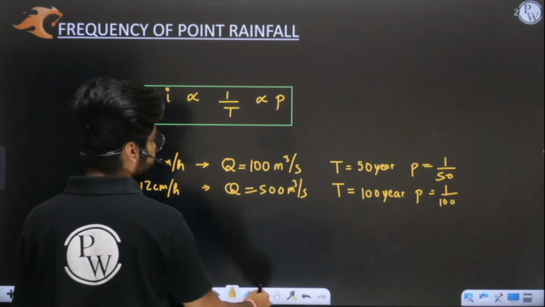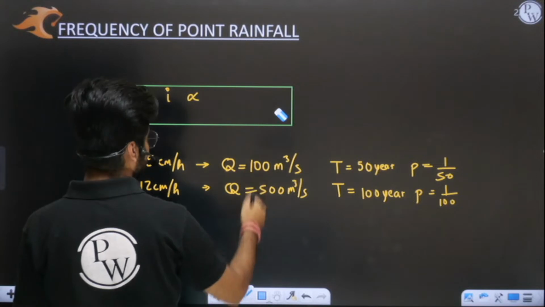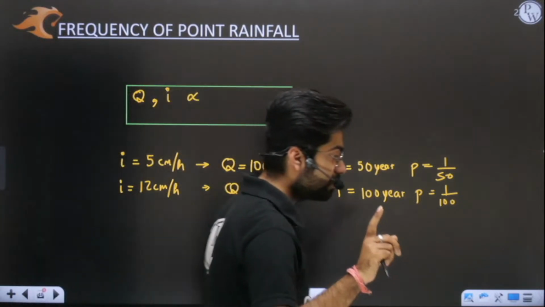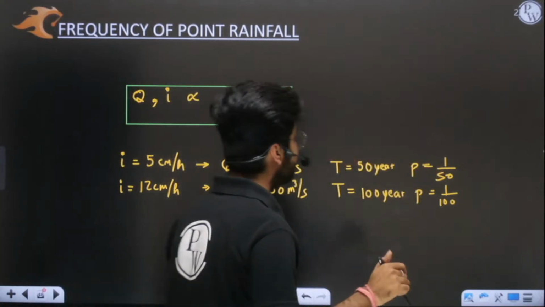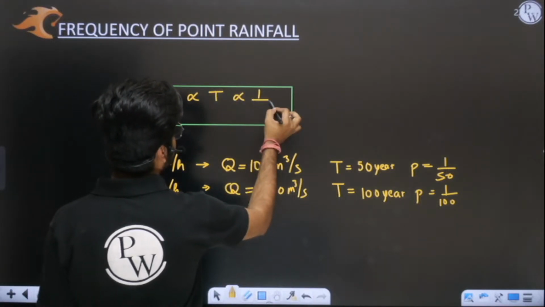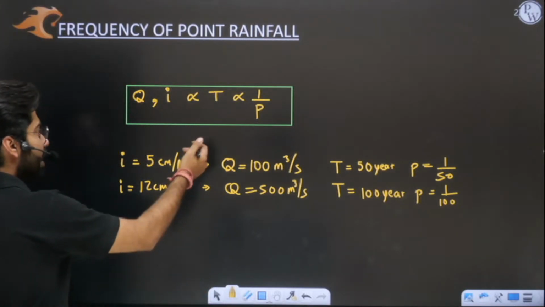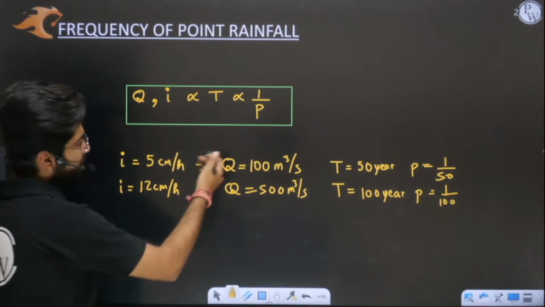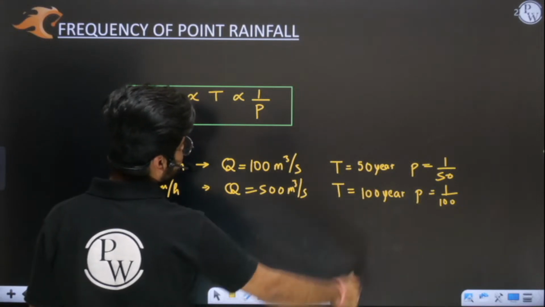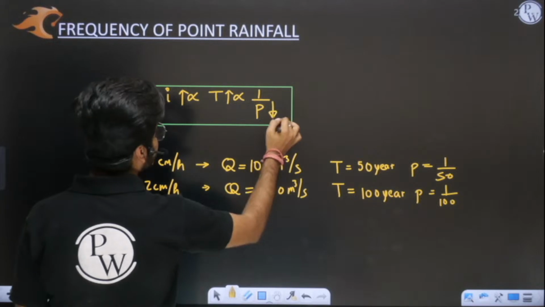Wait a second, I have written one thing wrong here. It should be P here. Yes, you are right. P will be less, T will be more. So the higher the intensity of rainfall, the higher the discharge, and in that case the return period will be more. So they are proportional. Return period will be more, but probability will be less.